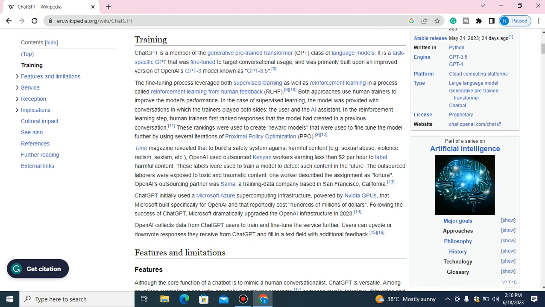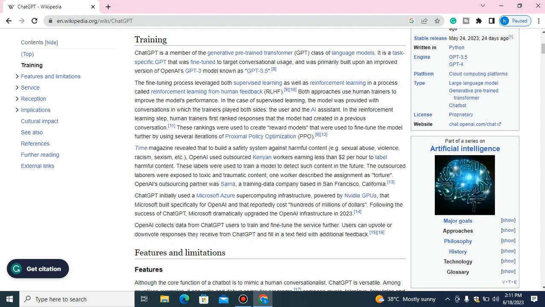ChatGPT is a member of the Generative Pre-trained Transformer GPT class of language models. It is a task-specific GPT that was fine-tuned to target conversational usage and was primarily built upon an improved version of OpenAI's GPT-3 model known as GPT-3.5. The fine-tuning process leveraged both supervised learning as well as reinforcement learning in a process called reinforcement learning from human feedback. Both approaches use human trainers to improve the model's performance.